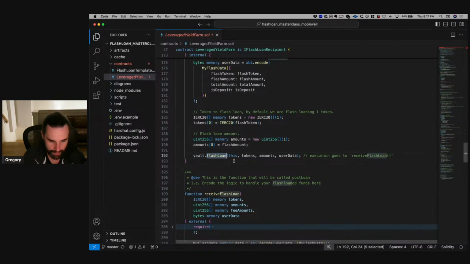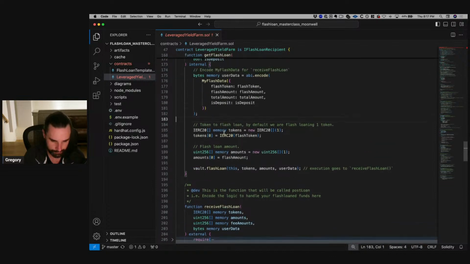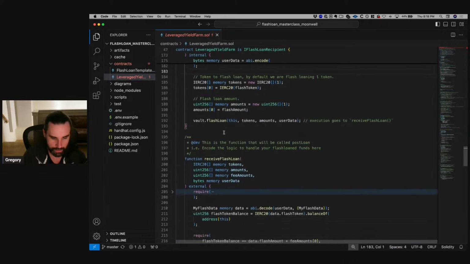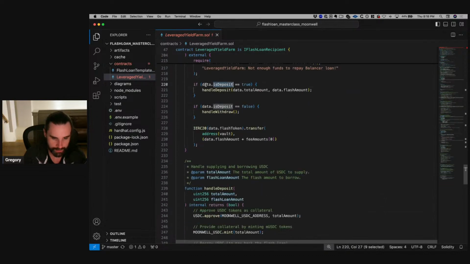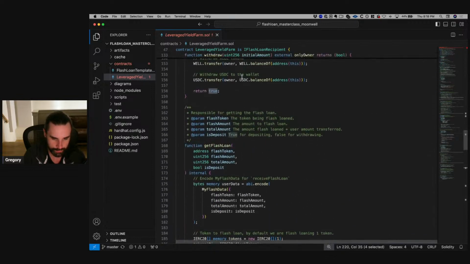And we call vault.flashLoan. We pass in the address of the smart contract, which is this, the tokens, which is this, the amounts, which is this, and the user data, which is just this struct that we created with the flash token, flash amount, total amount, and is deposit true or false. So that's when we ask for the flash loan. This is on the deposit. Then whenever we receive the flash loan back, we go down this line that says, is it a deposit, true or false? So we pass in that variable, is deposit true, right here.